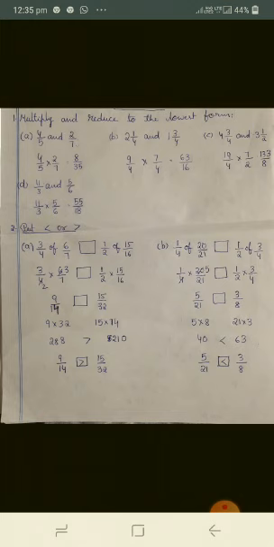Now you have to compare 9 by 14 and 15 by 32. What will you do? You have to multiply. For comparing, you have to do cross multiplication. Multiply the first fraction's numerator and the second fraction's denominator, and write it down: 9 into 32.